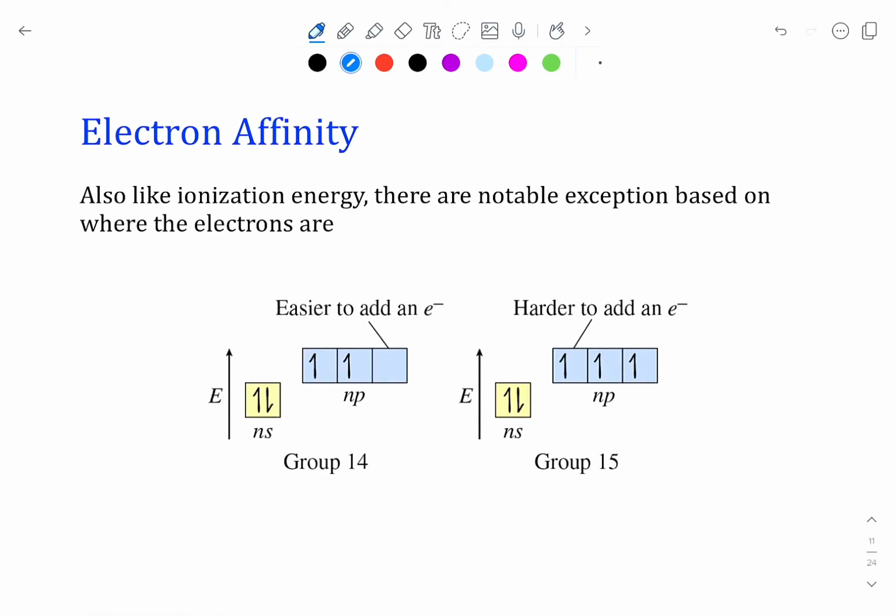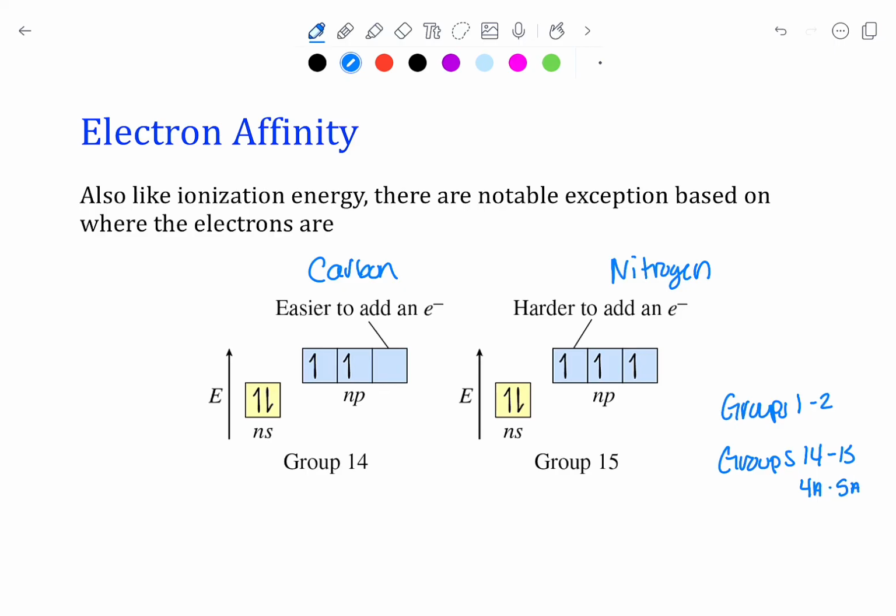Okay, and then this was the example I had with carbon. We added an electron compared to nitrogen. It's a similar thing there as well. So it happens for groups 1 and 2, and groups 14 to 15, or 4A, 5A. They're notable exceptions. They're particularly more prevalent higher in the periodic table.